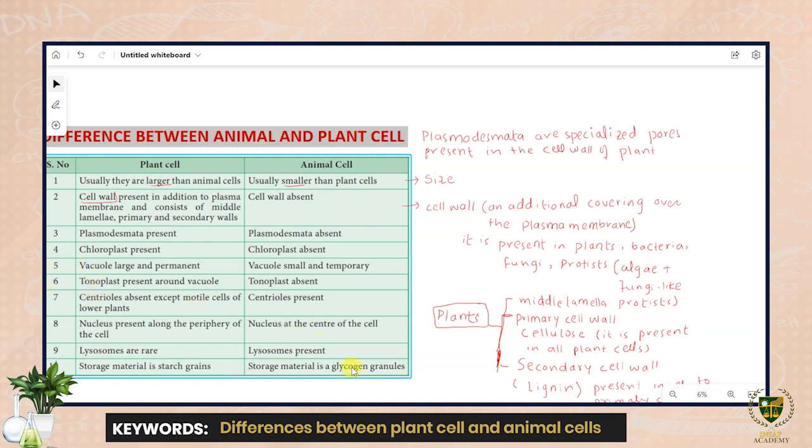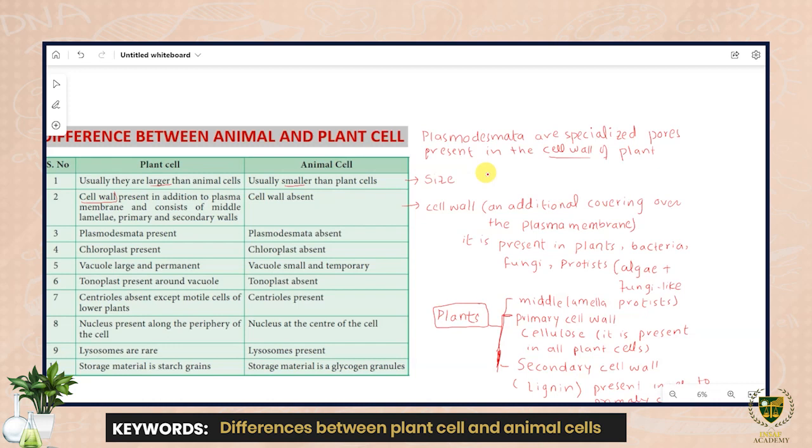Clear? जबकि plants में चूंकि ये वाला structure cell wall में मौजूद है, dear students. So as the structure is present in the cell wall, तो cell wall तो animals के पास है ही नहीं. So that is the reason they lack. The plasmodesmata is absent in the animal cells.